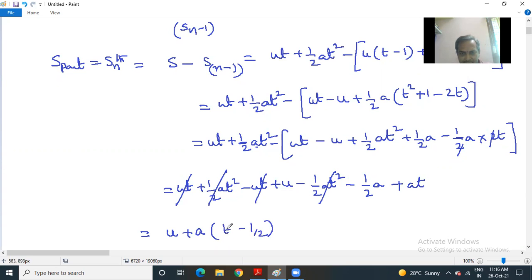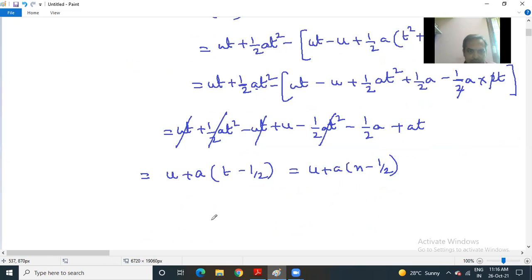So it means you treat it as the tth second. You can also write this as u plus a of n minus half. If you write n, you write it as nth second. If you take t, it is the tth second. So both are correct. So this is S part.